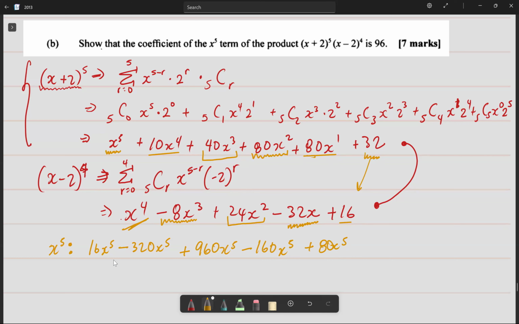For this one, there is no part I can multiply over here to give us x to the 5th, right? So that means it doesn't count. Then the last step is to figure out what number this adds up to. So 16 minus 320 plus 960 minus 960 plus 80 gives us 576. That looks wrong.